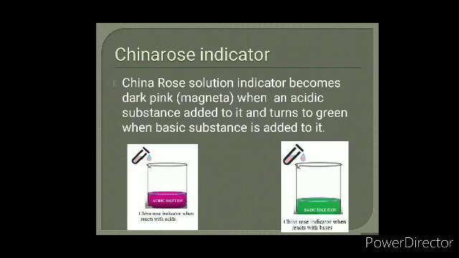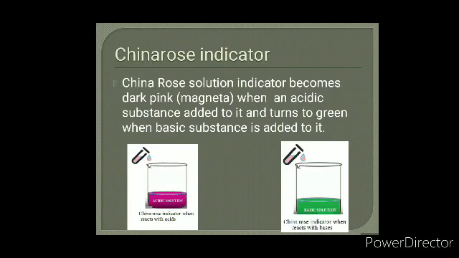Isn't it interesting? Whenever you add it to a solution, it will change its color, and we can easily differentiate whether the substance is acidic or basic. If it changes its color to dark pink or magenta, then it is an acidic solution. If it changes its color to green, then it is a basic solution. So by this we can find out whether the substance is acidic or basic.